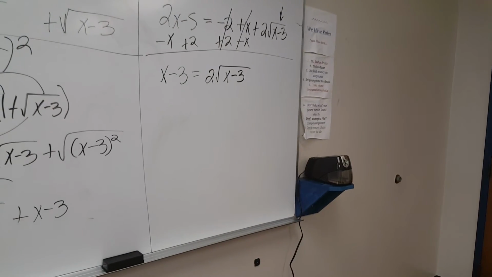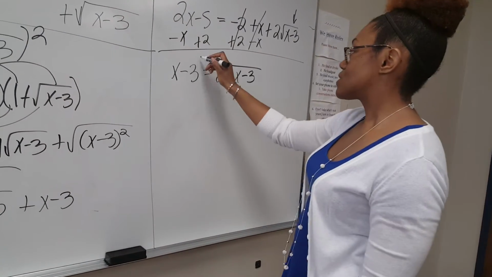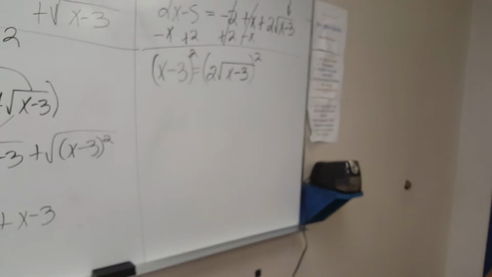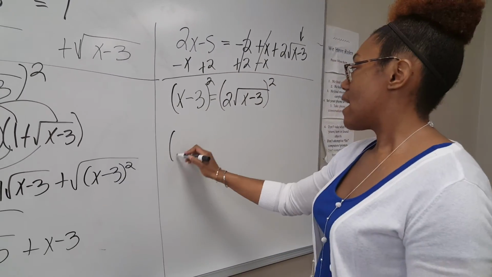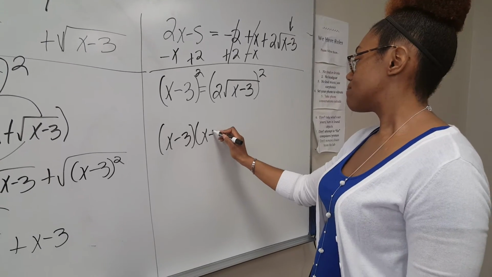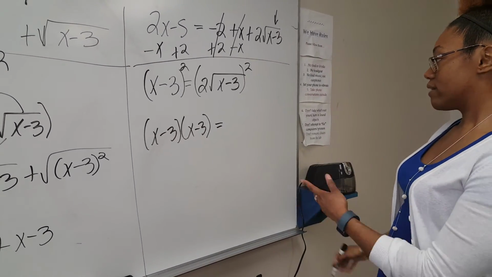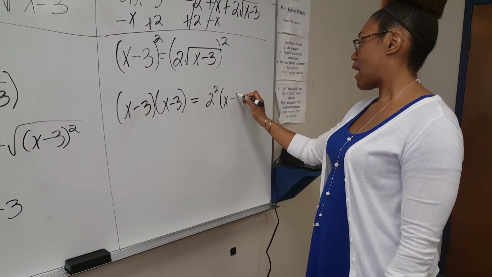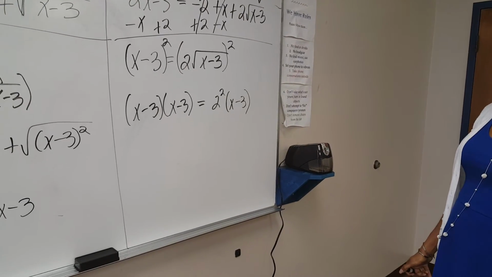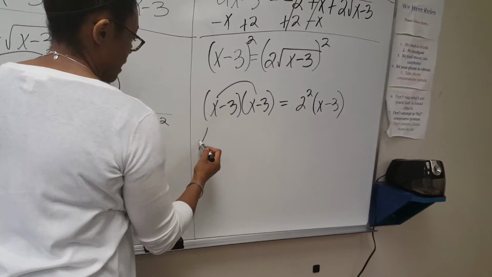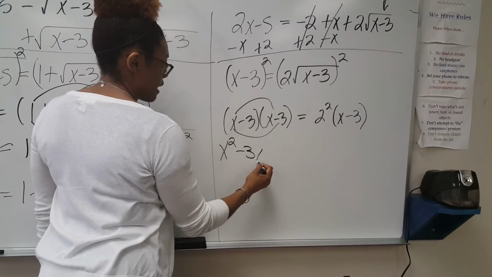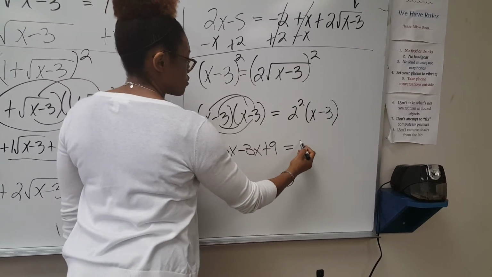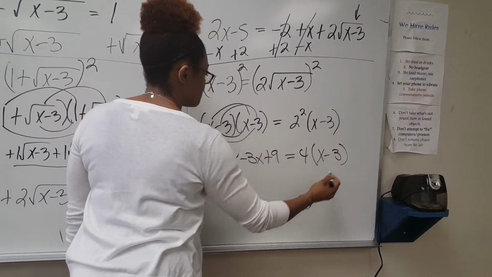So now what do I have to do? Well, you have to square both sides. So now that I've squared both sides, this will give me x minus 3 times x minus 3 equals, well, this is really saying 2 squared, right? And times x minus 3, okay? So if I FOIL this out, this will give me x squared minus 3x minus 3x plus 9 equals 4 times x minus 3.